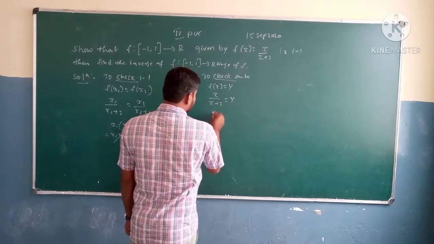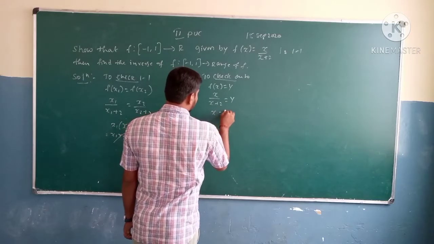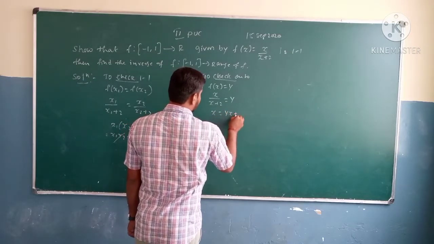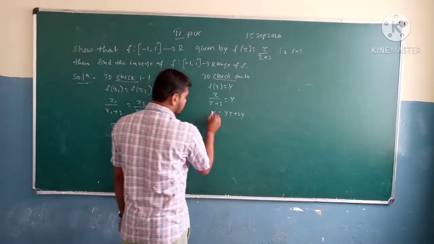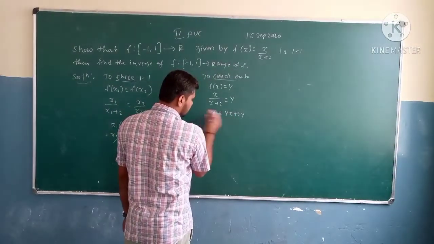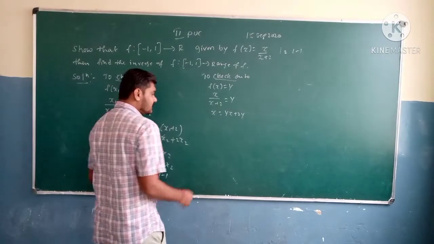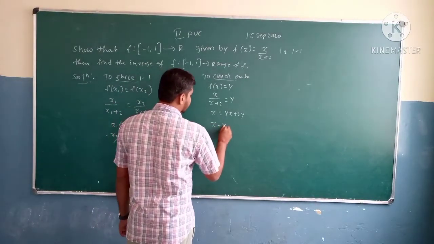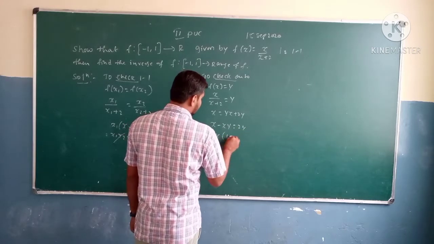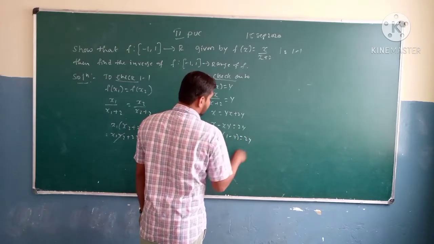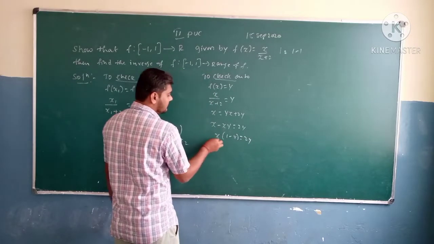So we are getting x is equal to y into x plus 2y. So we are shifting yx to the left hand side. So it's going to be x minus xy is equal to 2y. So the common thing is x. The remaining thing 1 minus y is nothing but 2y. So we still need only the value of x here.